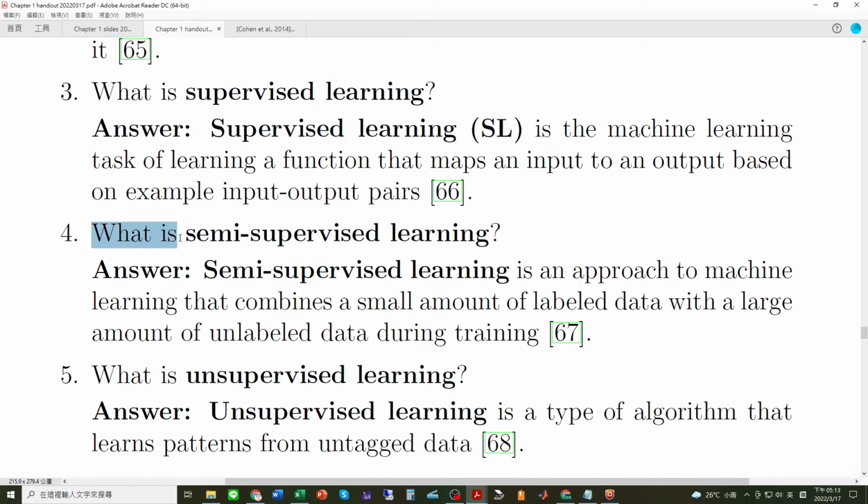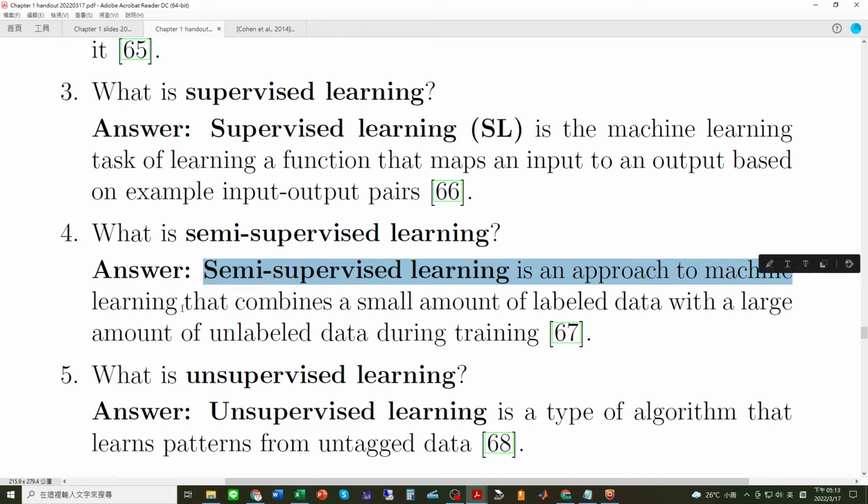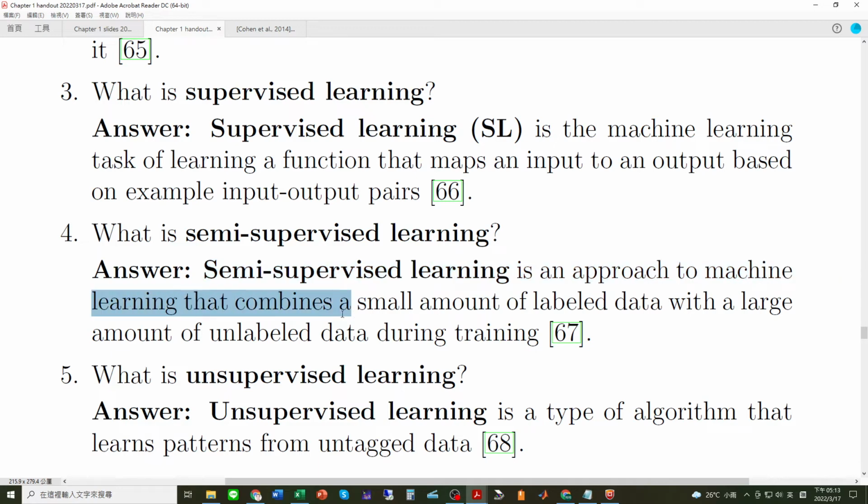Okay, then what is semi-supervised learning? Answer. Semi-supervised learning is an approach to machine learning that combines a small amount of labeled data with a large amount of unlabeled data during training. Give the example of learning the photo of dog and cat.